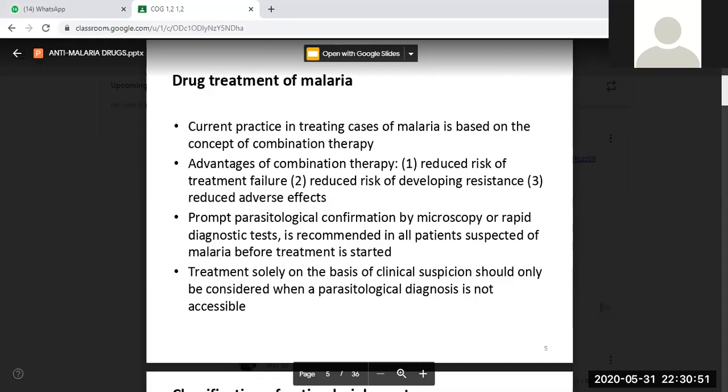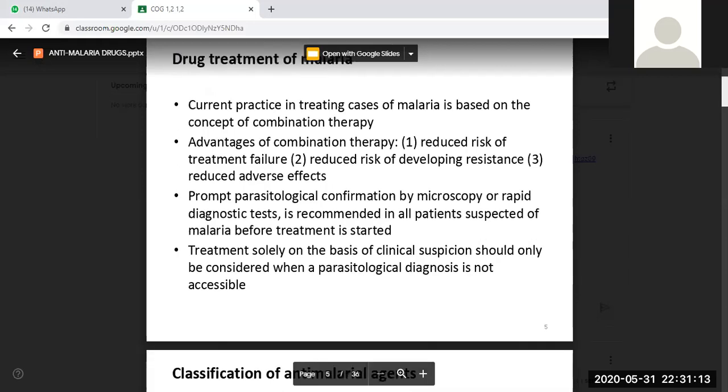Prompt parasitological confirmation by microscopy or rapid diagnostic test is recommended in all patients suspected of malaria before treatment is started. Okay, so before you start treatment, we need to ensure that we confirm that our patient is indeed suffering from malaria, or maybe it is just due to some other infection.